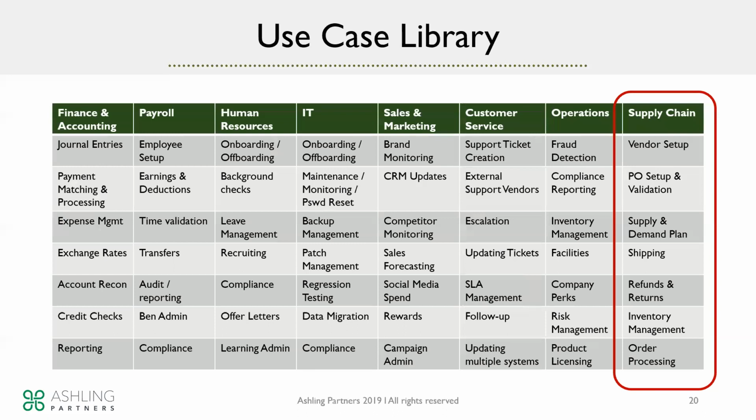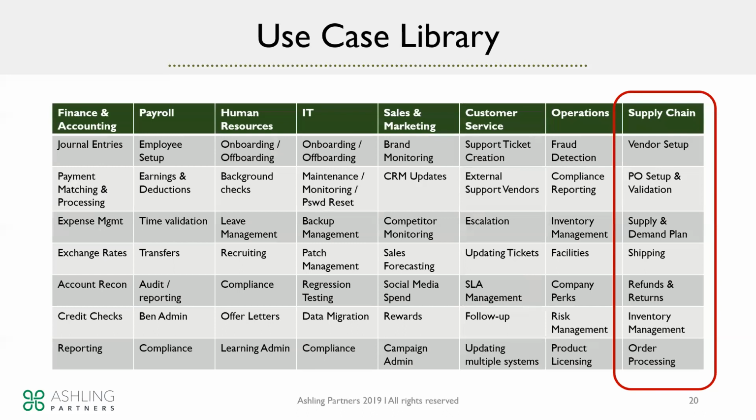Recruiting, compliance, offer letters, a lot of areas there. IT, regression testing is a huge one. Password resets, backup management are huge ones. That's really kind of where a lot of this automation started, was in that back office IT monitoring and management. Sales and marketing, updating your CRM along with your order management system, or making sure your sales forecast matches your financial forecast.